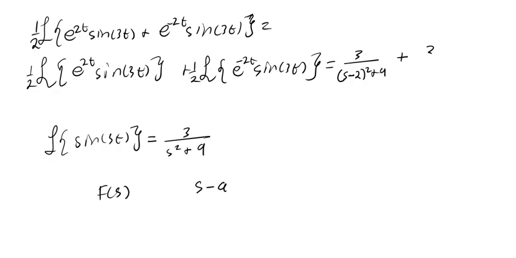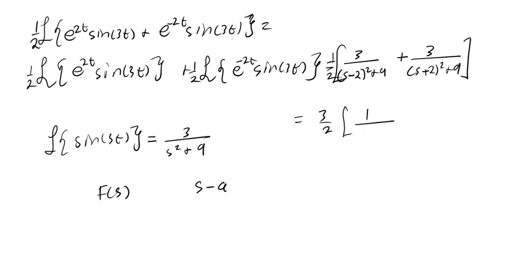Then we're going to have 3 over s minus. But for this one, observe that our a is minus 2, so this will just be s plus 2 squared plus 9. By the way, everything here has a 1 over 2 on the outside, so let me just put this as 3 over 2. Then we have 1 over s minus 2 squared plus 9, plus 1 over s plus 2 squared plus 9, and this is your solution.